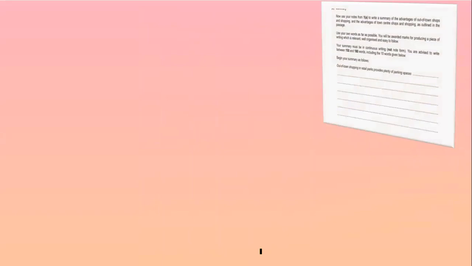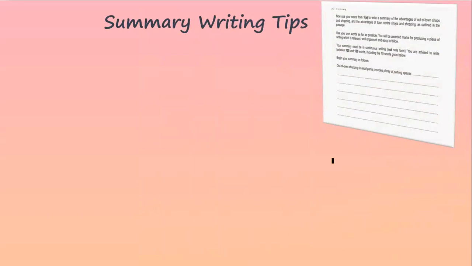Now, the next part of the paper is writing a summary. I have told you that when you are to write a summary, you have to use these 10 words as a starting sentence, and then you have to continue it from here. Be very careful that in this part, you will be awarded 10 marks.